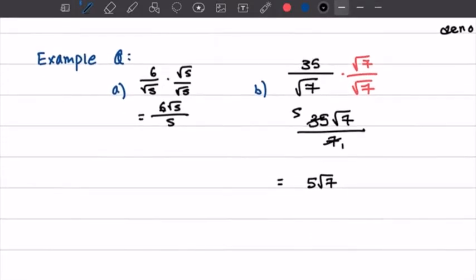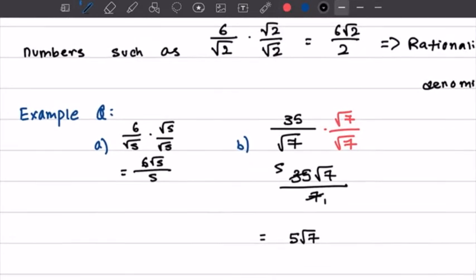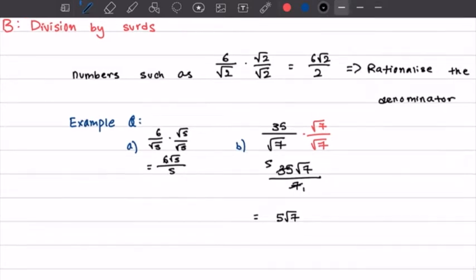That is the process of rationalizing. You always have to do this, and it becomes easier later on when you have to deal with a lot of numbers at once.